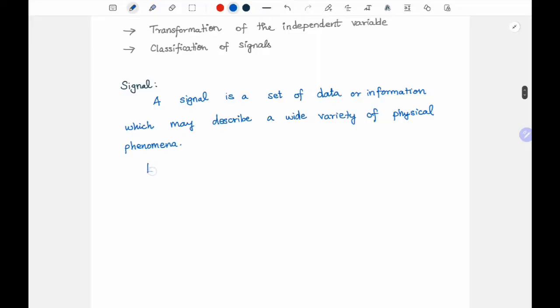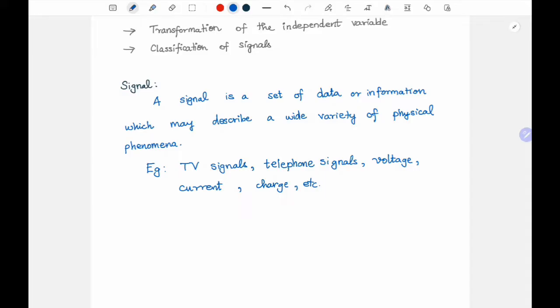And as example, you can take your television signals or the telephone signals, even the mobile phones, right? And at the basic level, you can consider voltage, current, and charge, etc. Right?